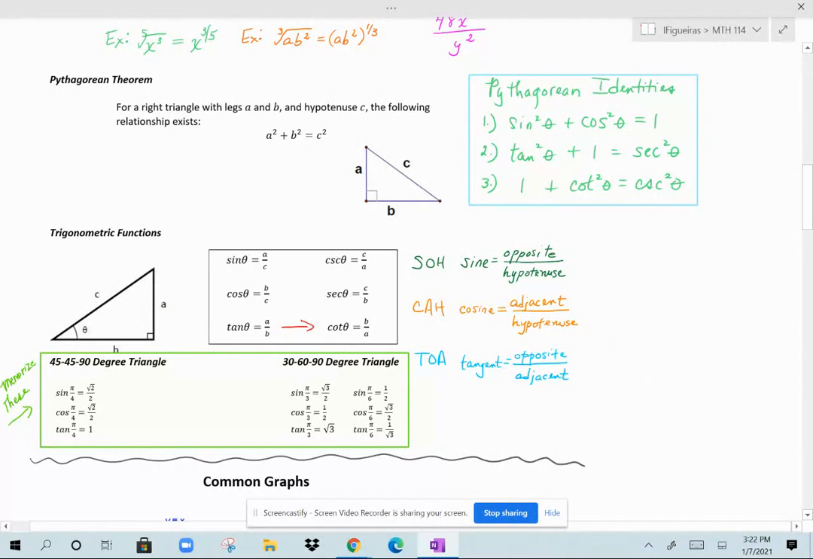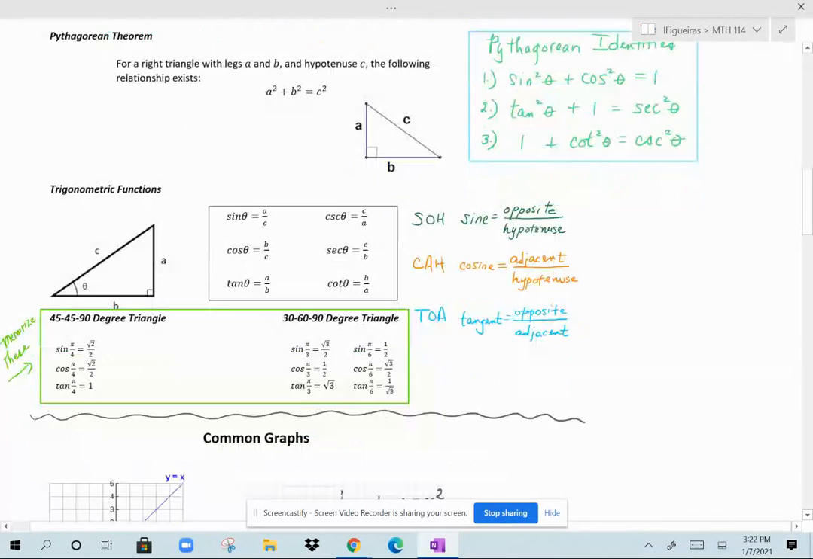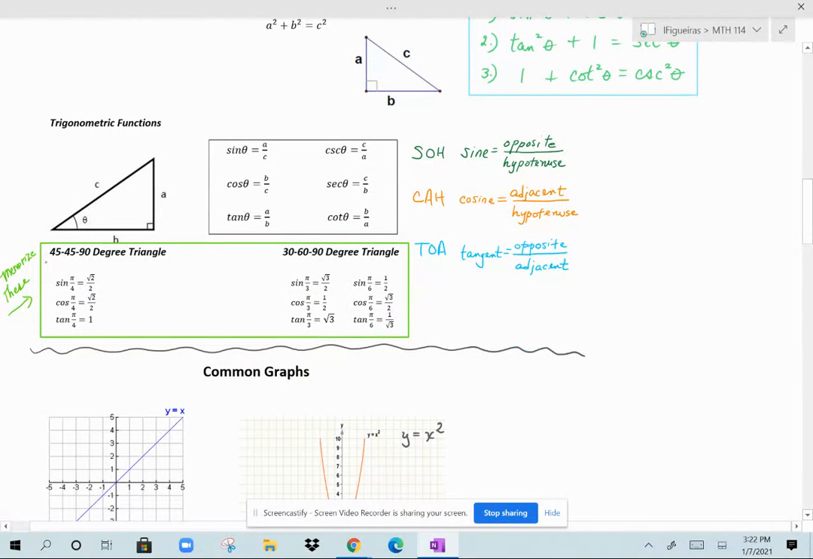There are 2 special triangles that you should be really familiar with and have memorized, and that's the 45-45-90 degree triangle and the 30-60-90 degree triangle. Remember, all angles can be expressed in either degrees or radians. So 45 degrees is equivalent to pi over 4. So when I say the sine of pi over 4, that's the same as the sine of 45 degrees. That's equal to root 2 over 2.